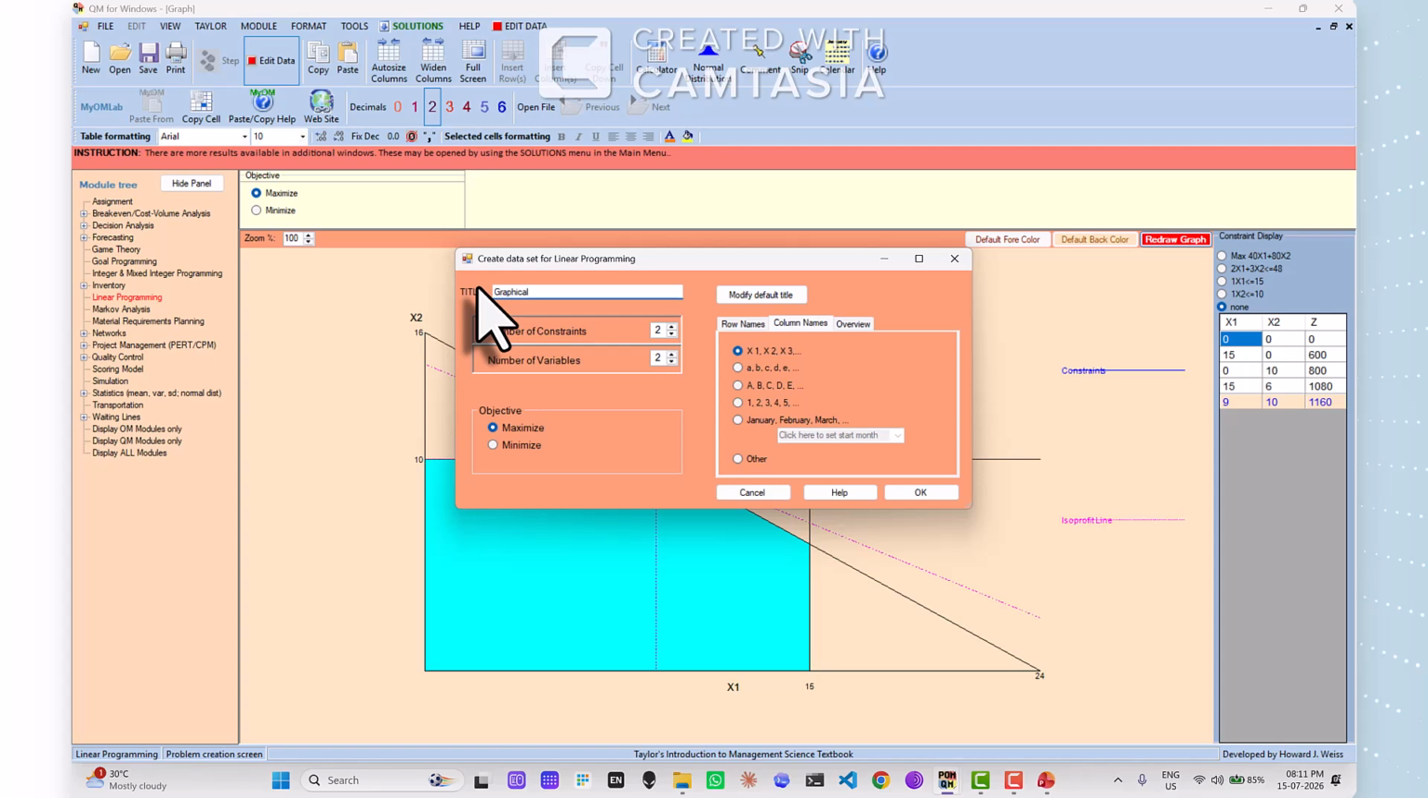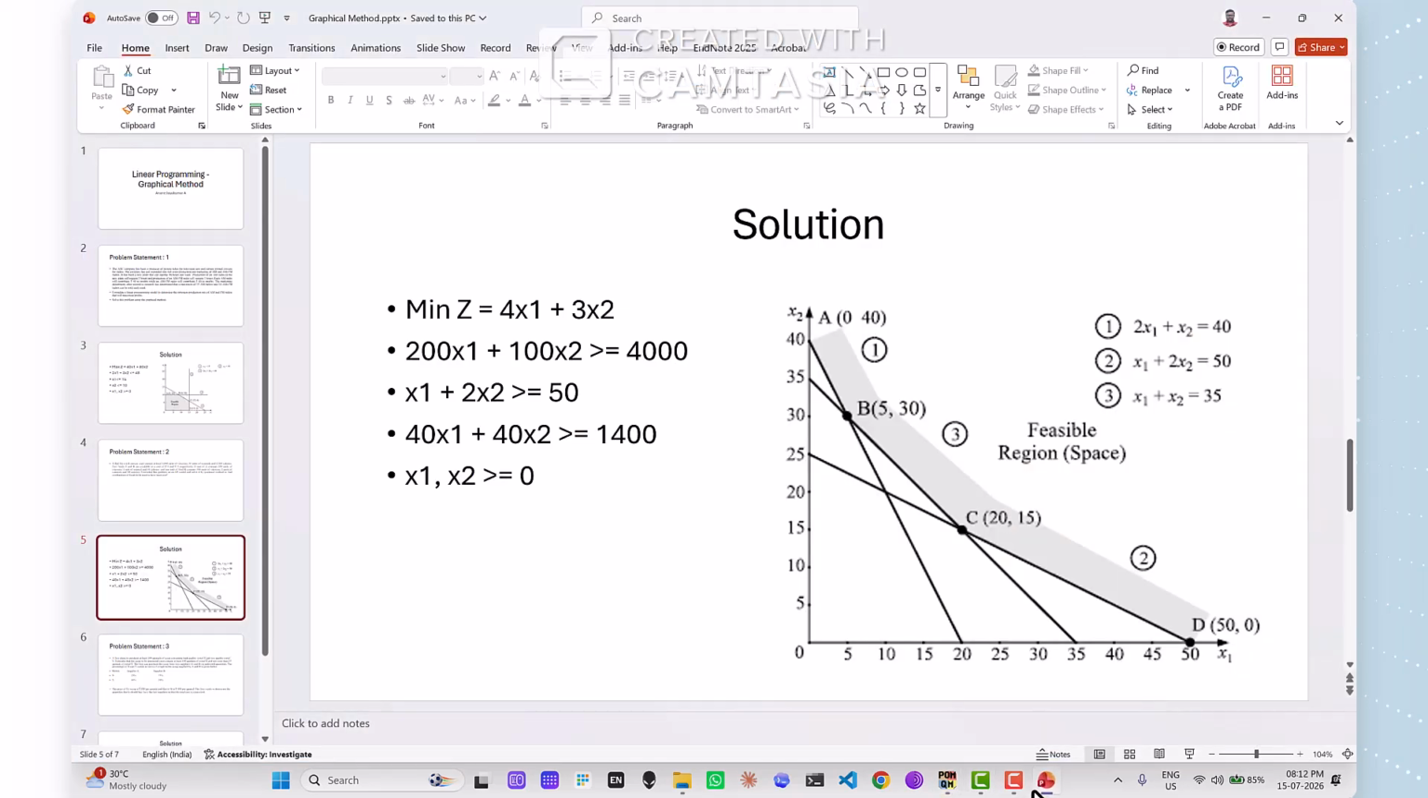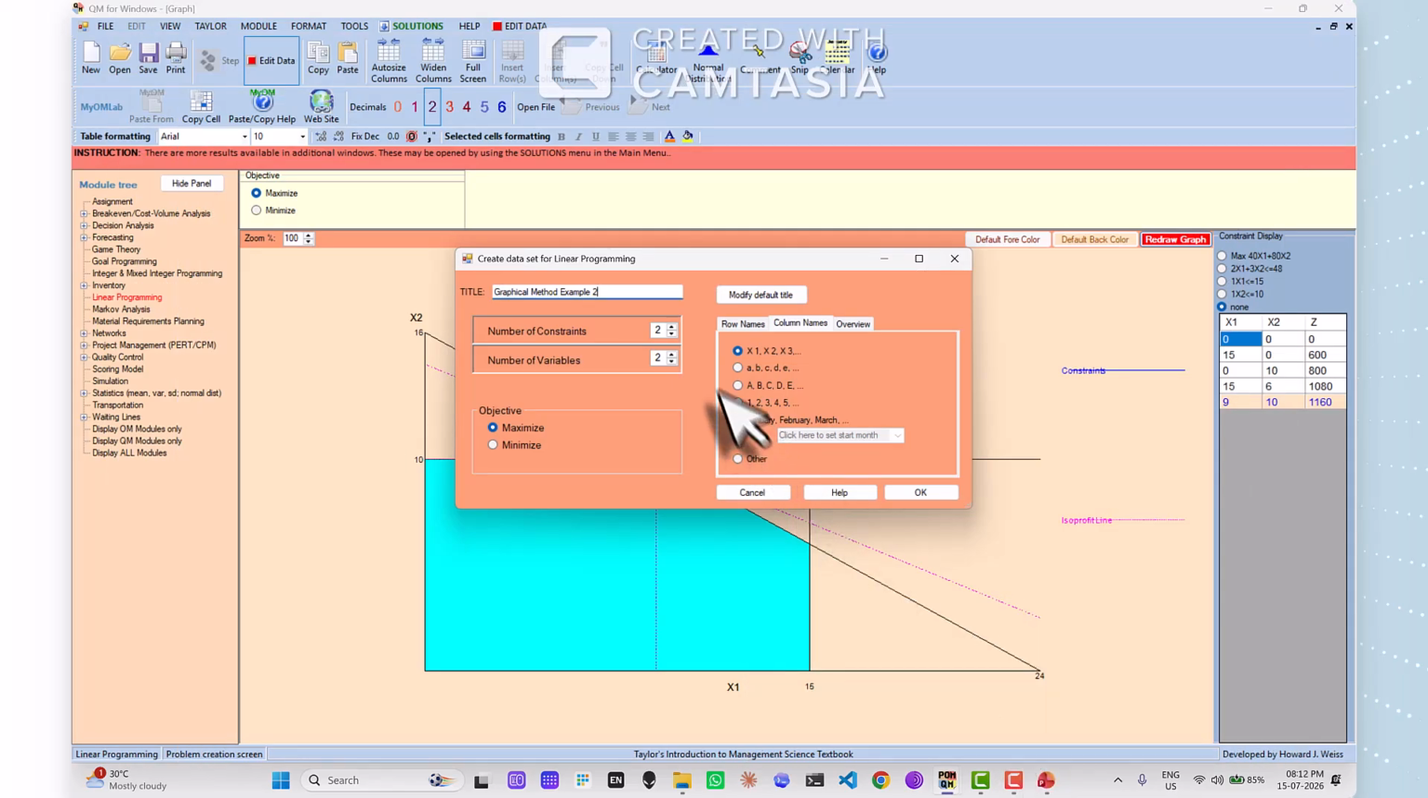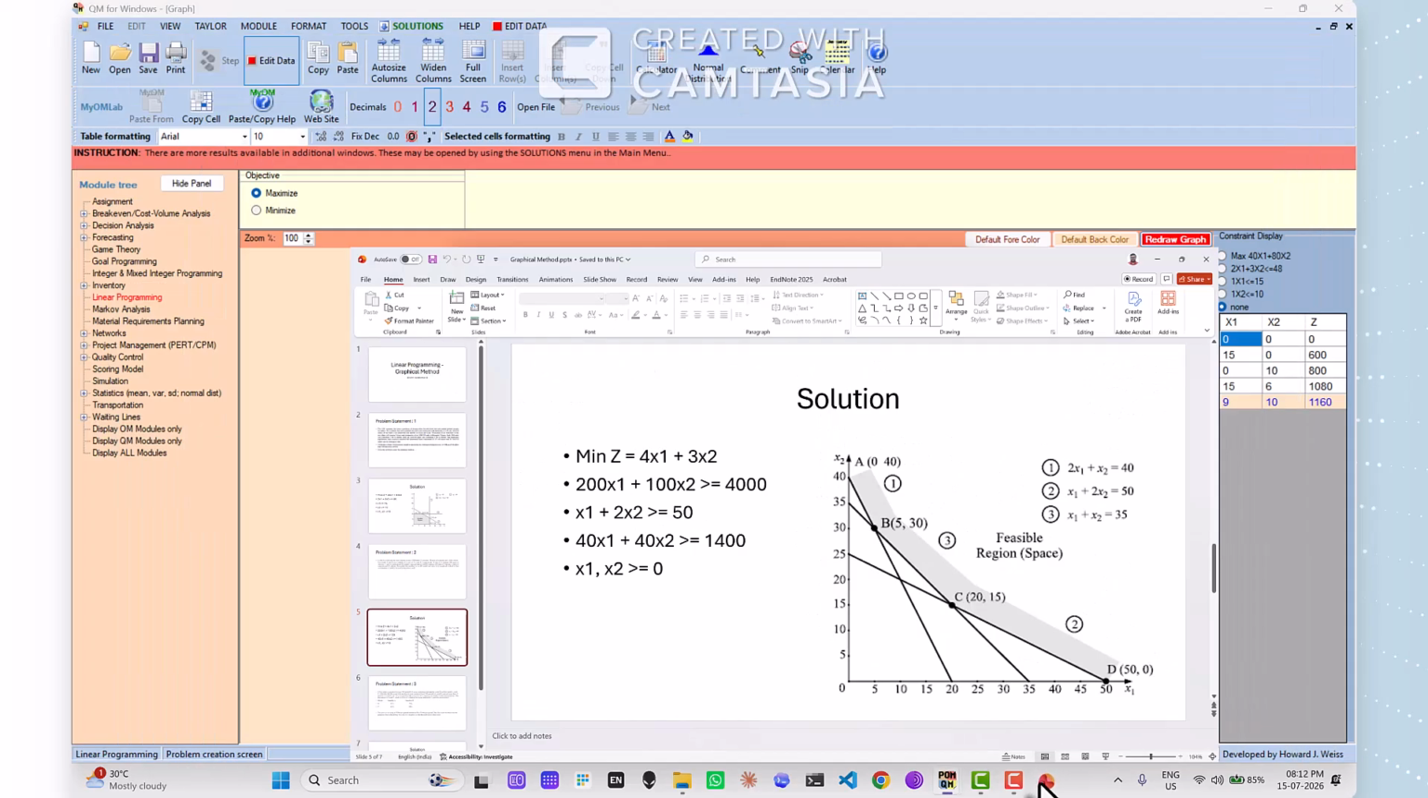We are going to name it as graphical method example 2. So again in this problem, let us see, we are having two variables and three constraints. So here we enter 3 in the constraint and 2 in the variables. Our objective is to minimize it.